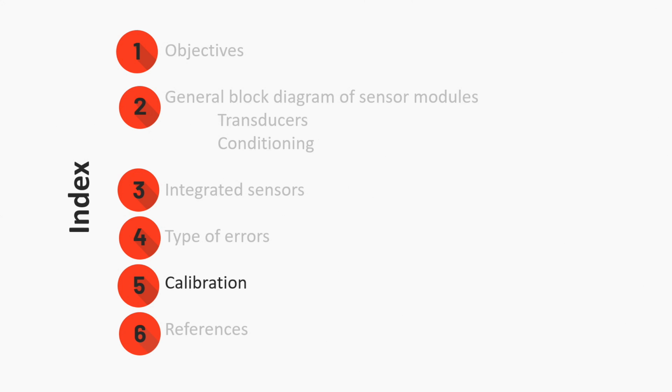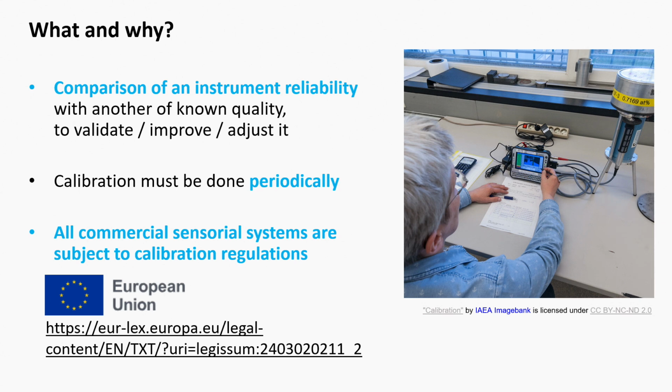Last but not least, we need to talk a little bit about calibration, because as mentioned, it is the way to avoid such amount of errors in the sensorial systems that we have been talking about. Calibration is important because it is the comparison of the sensorial system's reliability with another with the same functionality and known quality, in order to validate, improve, and adjust the measurement that the sensorial system gives. Calibration has to be done periodically in all sensorial systems. And all commercial sensorial systems are subject to calibration regulations from the European Union in the link included.